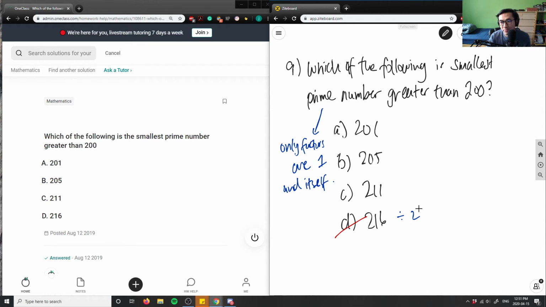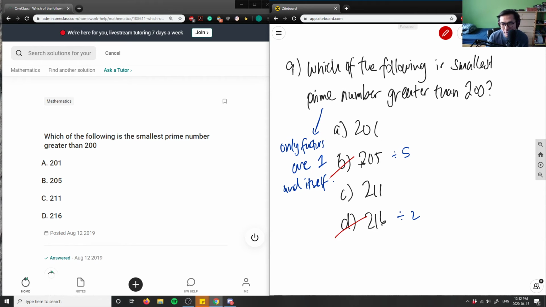Okay, what else can I divide this by? I can see that B here is an incorrect answer as well because it ends in 5, which means I can obviously divide 205 by 5, right? Which means this here is also an incorrect answer. So all I'm left with is 201 and 211.